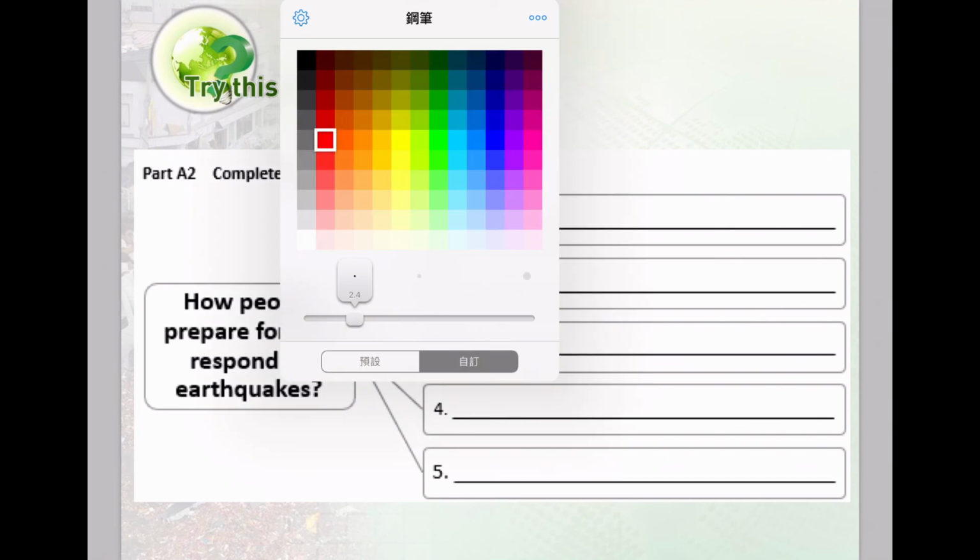Okay, so look at part A2 in your worksheets. Please complete the following concept map. We have just mentioned 5 main points to explain how people can prepare for and respond to earthquakes. Can you please write all these down? Let me give you some hints. Number 1, what should be set up? And what can be carried out? Can you please complete this concept map in your worksheets, part A2.